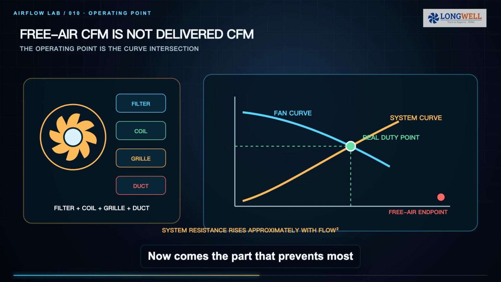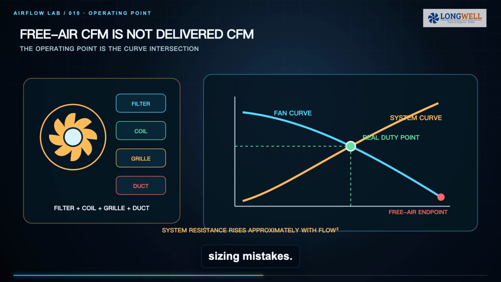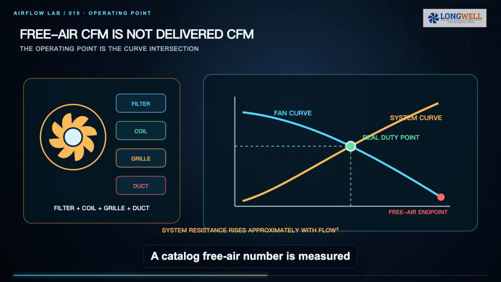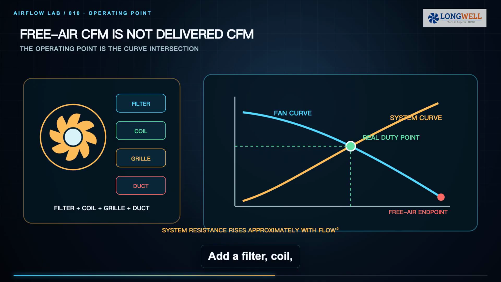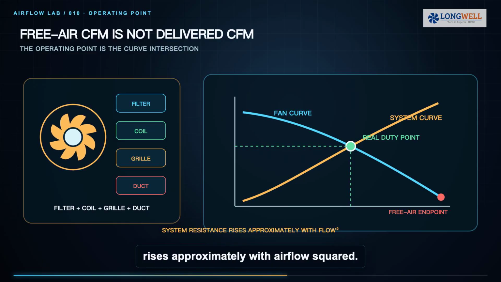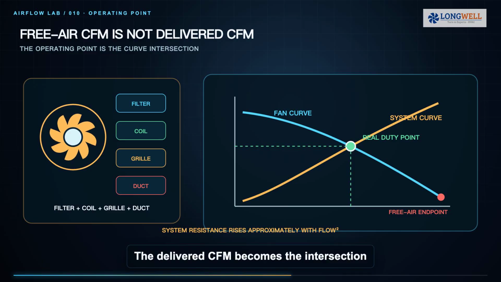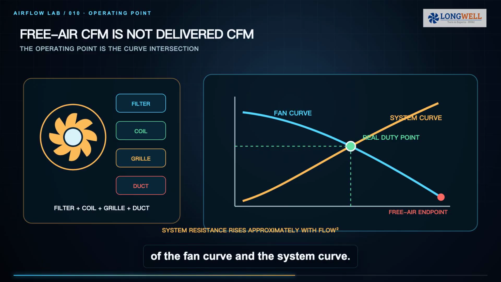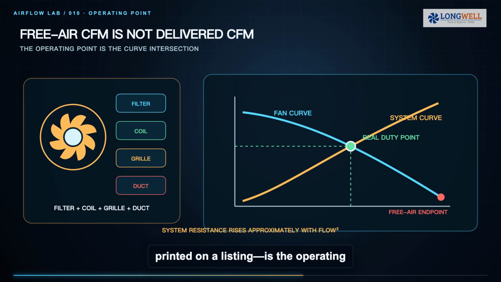Now comes the part that prevents most sizing mistakes. A catalog free air number is measured near zero external pressure. Add a filter, coil, grill, heat exchanger, or duct, and the system resistance rises approximately with airflow squared. The delivered CFM becomes the intersection of the fan curve and the system curve. That intersection, not the large number printed on a listing, is the operating point.